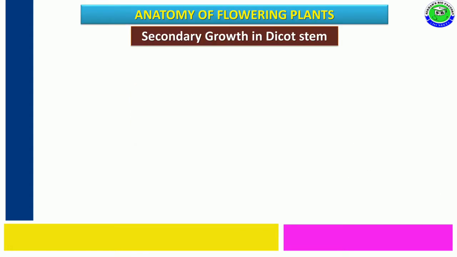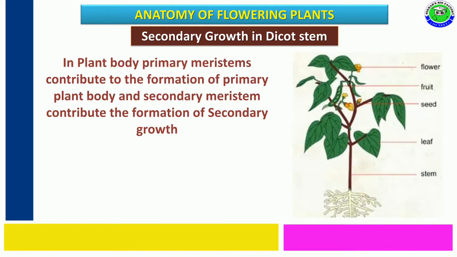In this video, I am going to explain one of the topics in anatomy of flowering plants. It is secondary growth in dicot stem. In the life cycle of a plant, both primary and secondary growth take place with the help of special tissues present in the plant body.